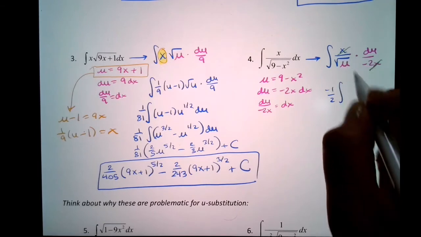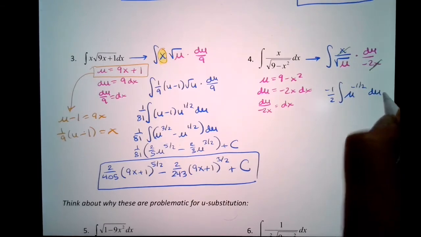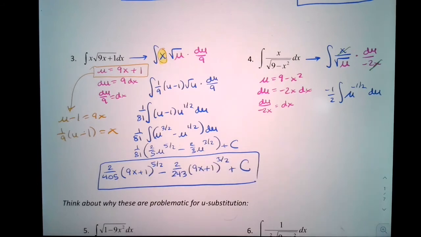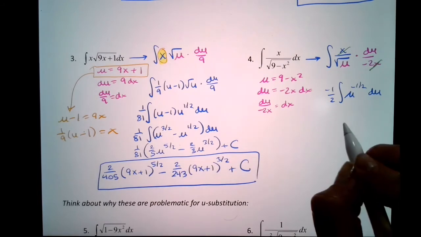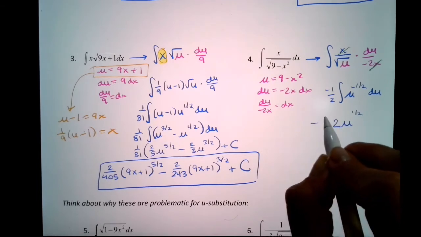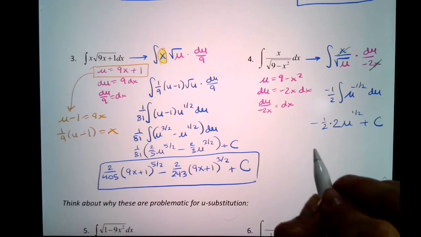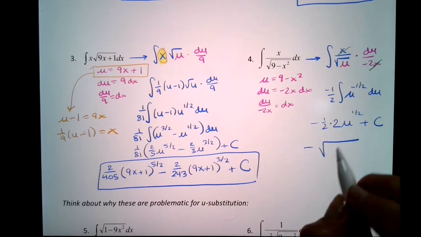Outside. Now that's 1 over the square root of u. That's u to the negative 1/2 power. And then I'm going to integrate from there. So I'm going to add 1 to the exponent, divide by my new exponent. Remember that there was a negative 1/2 in front. And then of course switch back to the x variable.